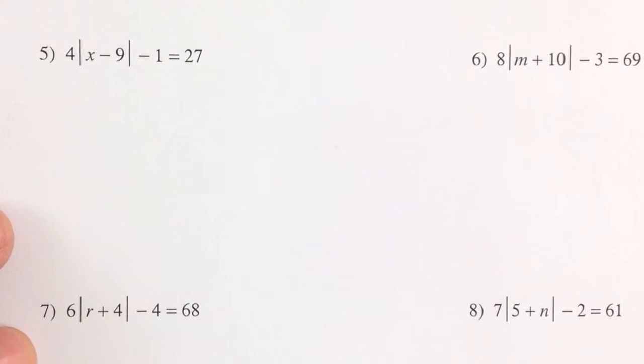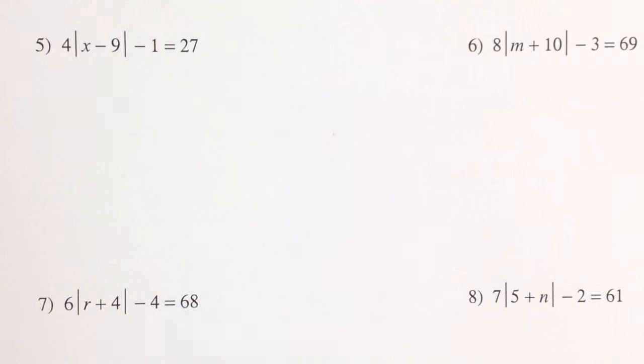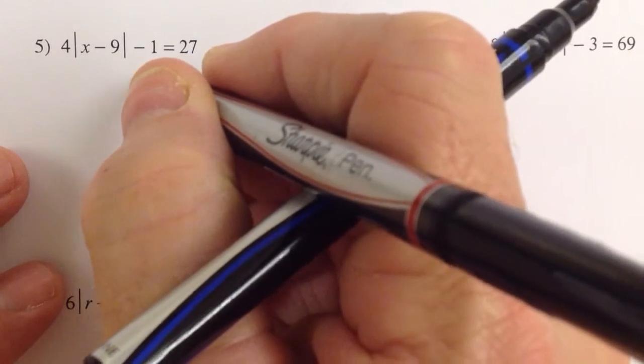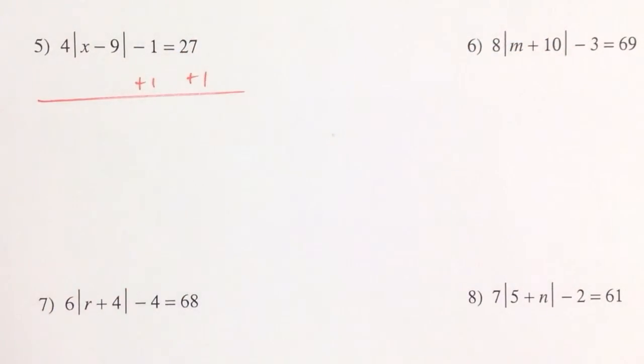Well, it looks like number 5 through 8, actually, we crank it up a notch. We've got a couple steps here in each one of these equations, so I will give you a little bit more detail here for number 5. In number 5, the first thing we're going to do is add 1 to both sides.